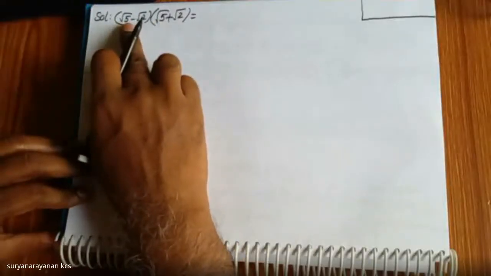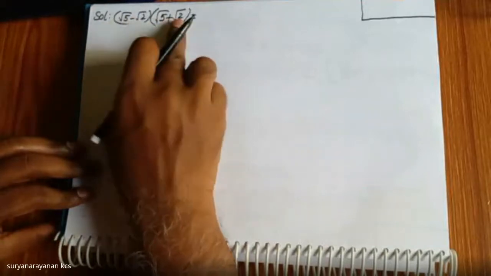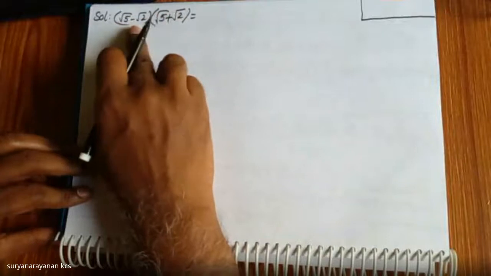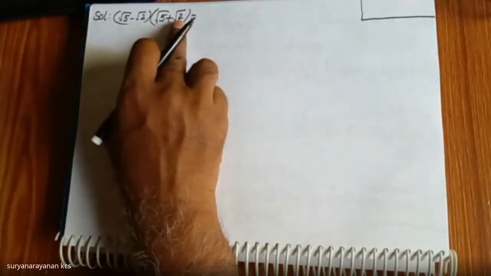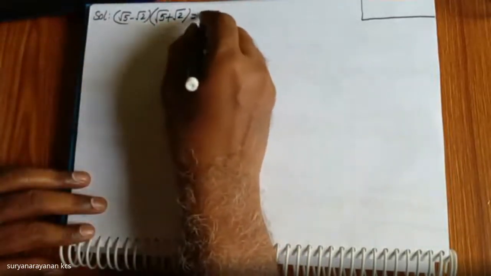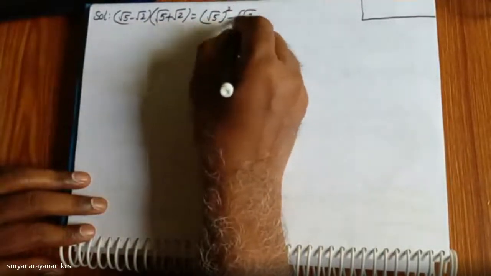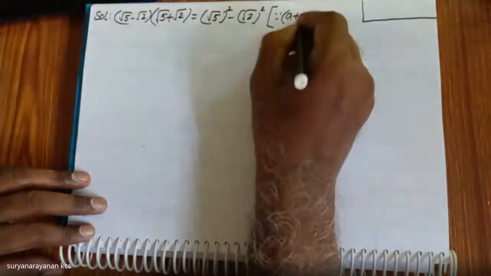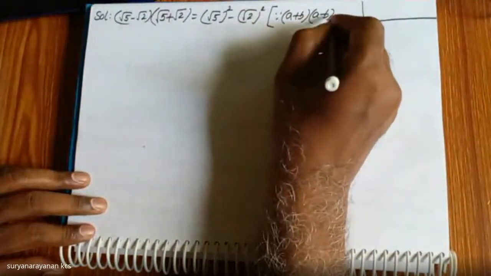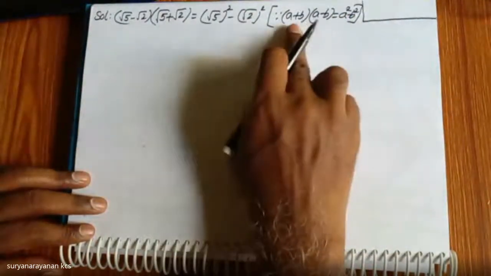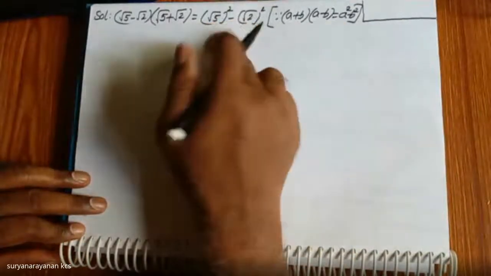If you observe these two expressions carefully, they are in the form of a minus b into a plus b. So we can use that algebraic identity where a is equal to root 5 and b is equal to root 2. So root 5 whole square minus root 2 whole square, because a plus b into a minus b is equal to a square minus b square. By using this algebraic identity, we wrote this step.